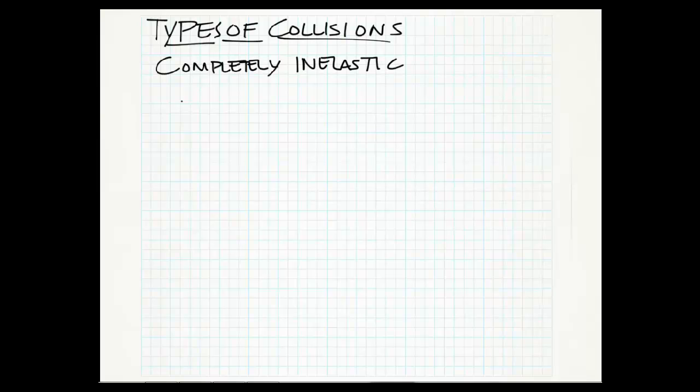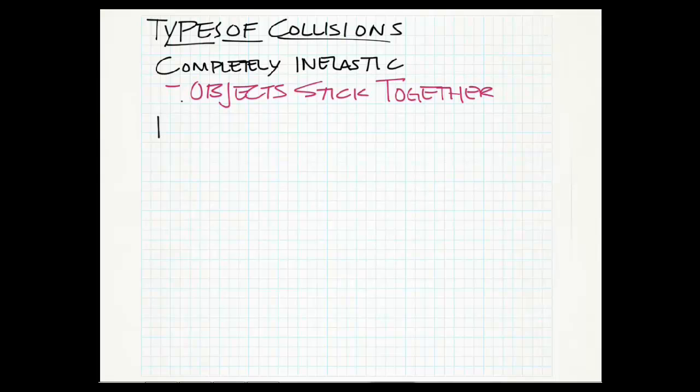In a completely inelastic collision, the most characteristic thing about it is that our objects stick together. That's the most important thing about a completely inelastic collision. Now, we have other collisions. We'll go ahead and talk about all of them. We have regular old inelastic collisions.